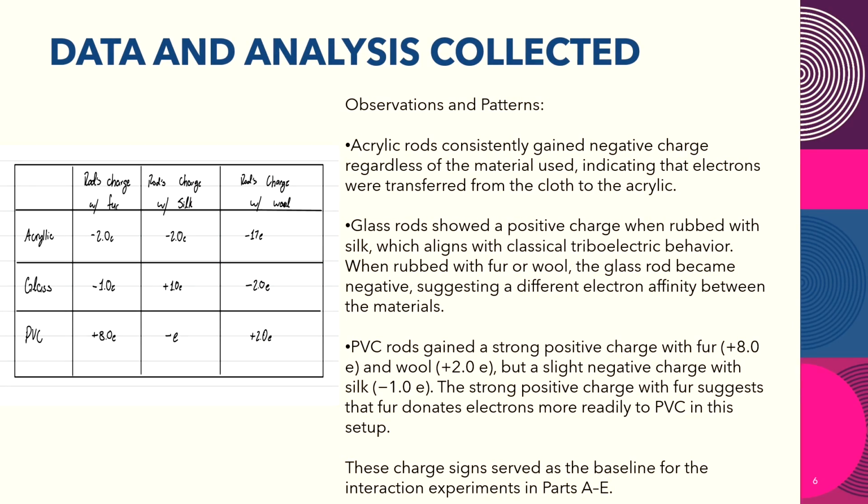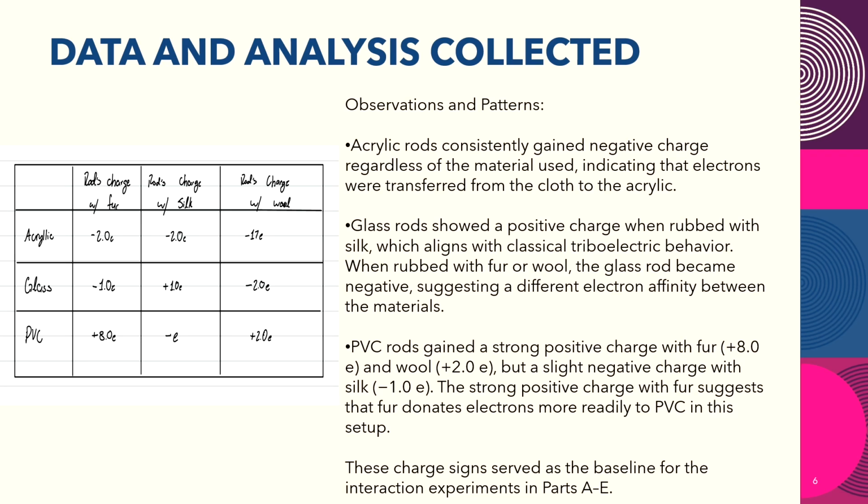From observing the different charges from the materials, we started with acrylic charged with fur. From that observation, we were able to measure -2 electrons, which means that it's electrically negatively charged. Then when we tried it with the silk, it was the same result as well. We had a -2.0 electron charge, making it negatively charged. And then with the wool, it actually shot up tremendously to -17. It was one of the most electrically charged objects we had.